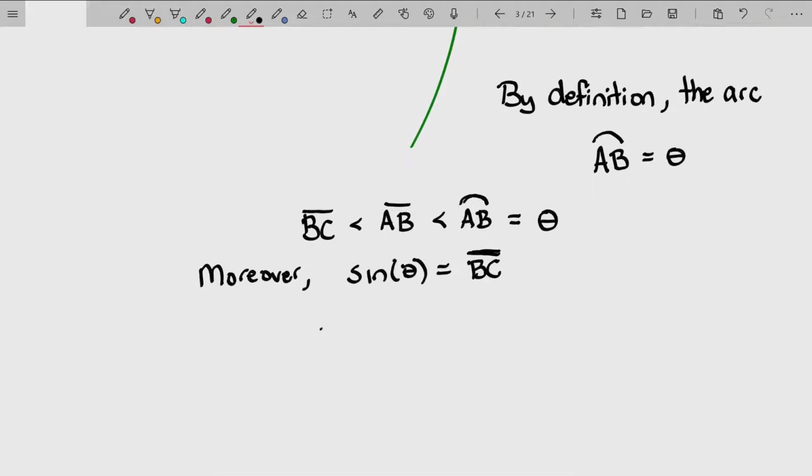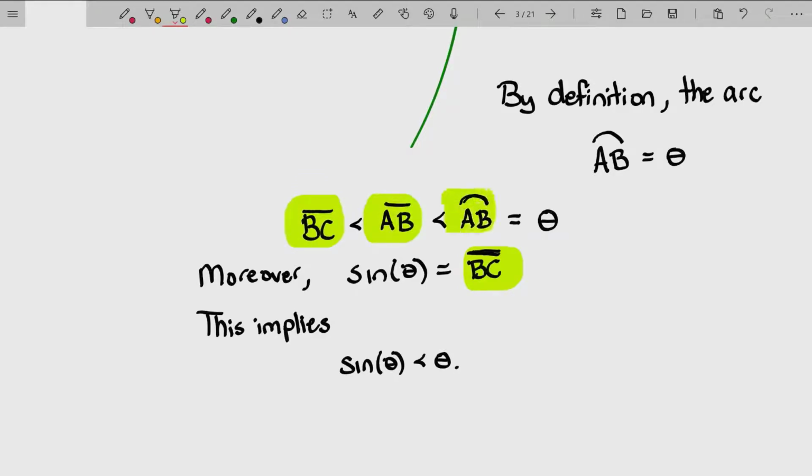Well, this implies that sine of theta has to be less than theta. And why do I say that? Because sine of theta is equal to, let me get the right highlighter, BC. But BC is less than theta. So if sine of theta is equal to BC and BC is less than theta, then sine of theta must be less than theta. That is pretty nice.